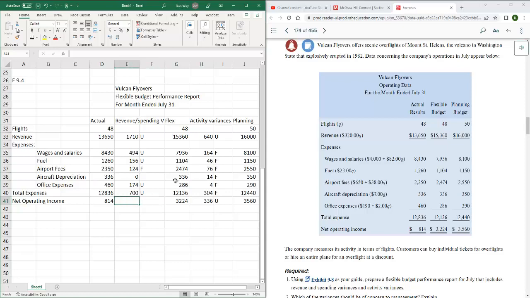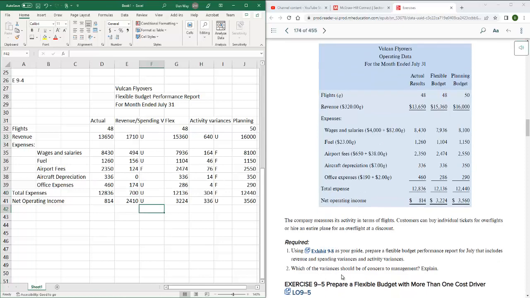And so net income, we can see we've got a pretty significant difference here. 3,224 minus 814, 2,410. Actual is less than flex, so that's unfavorable as well. We also could have gotten that by taking this revenue variance and netting it with the spending variance for total expenses. 1,710 unfavorable, 700 unfavorable, so combine them, and there's our 2,410.